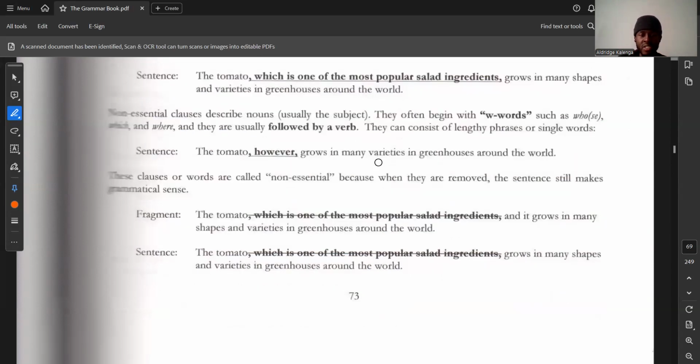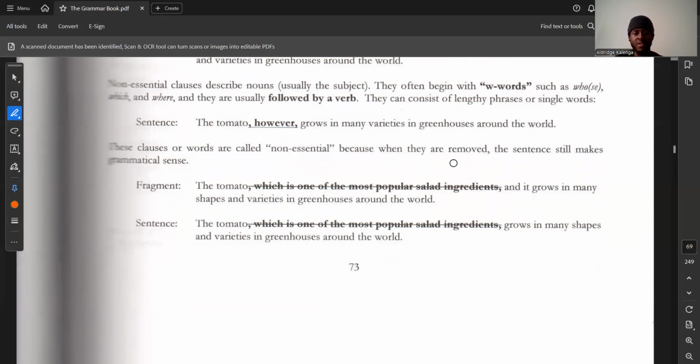So non-essential clauses, remember I told you they usually start with W words, the relative pronouns, but we also have some non-essential clauses that do not begin with the W words. Those are called appositives. So we can look at this, for example, the tomato, however, grows in many varieties in greenhouses around the world. We can take this out and just say the tomato grows in many varieties in greenhouses around the world. But remember, usually they start with these W words.